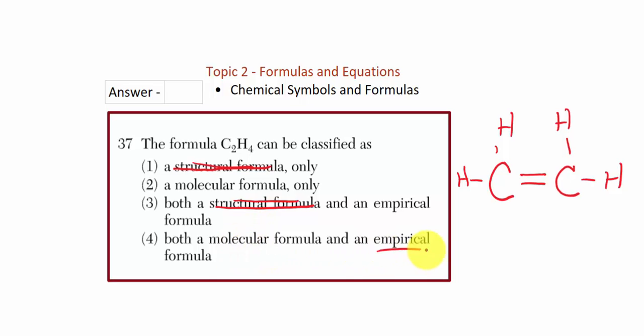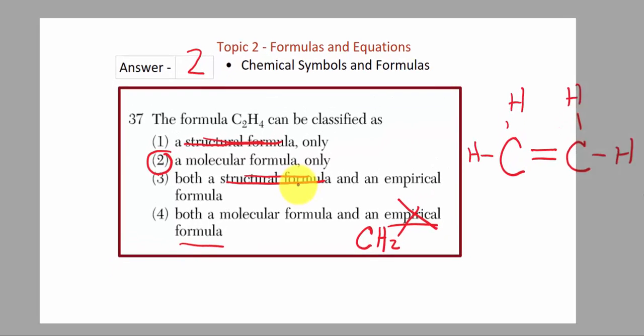But is it also an empirical formula? Well, if you recall, an empirical formula is the simplest whole number ratio of elements displayed in the formula. This formula is C2H4. We could simplify the C2H4 into a simpler form, in which case it would be CH2. But writing it as C2H4 then is a molecular formula. It's not in simplest form, so it is not also an empirical formula. So we're going to stick with answer number 2. This is a molecular formula only.